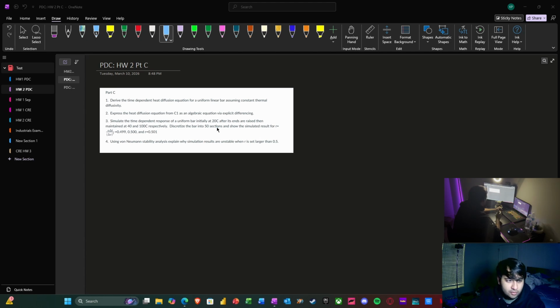And then we're going to use von Neumann stability analysis to explain why simulation results are unstable when R is set larger than 0.5. So that will be coming up soon.